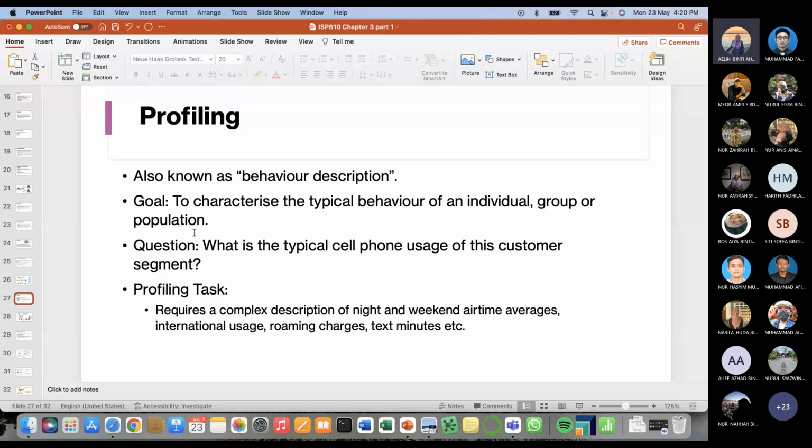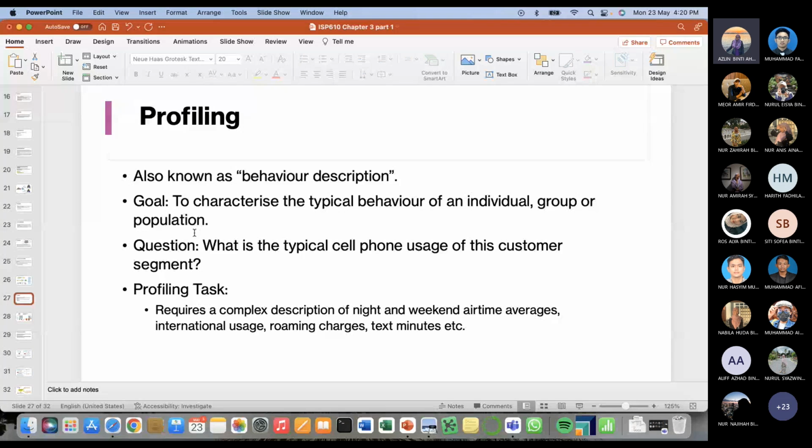Profiling, lepas tu buat segmentation, everything kan. Orang dah start looking into this area, these methods. So it is also known as behavior description. So the goal of profiling is to characterize the typical behavior of the customers, of a group of people. Let's say kalau dalam company untuk business tu, the customer ataupun the employee pun boleh juga buat profiling. Patients, okay, you can have that.